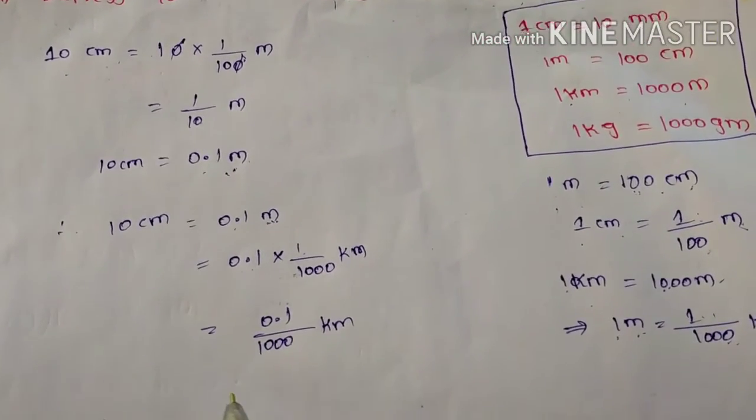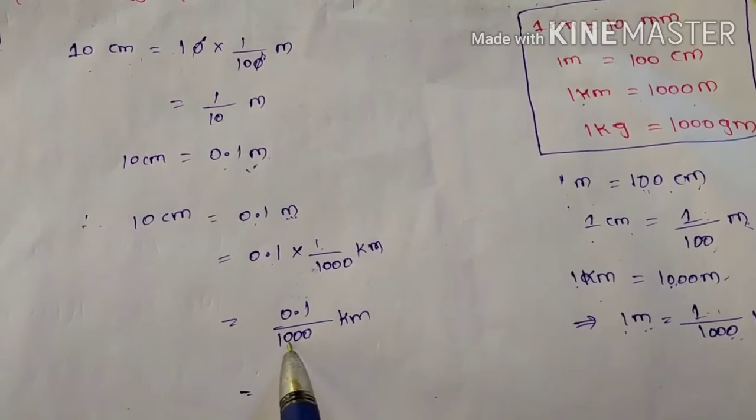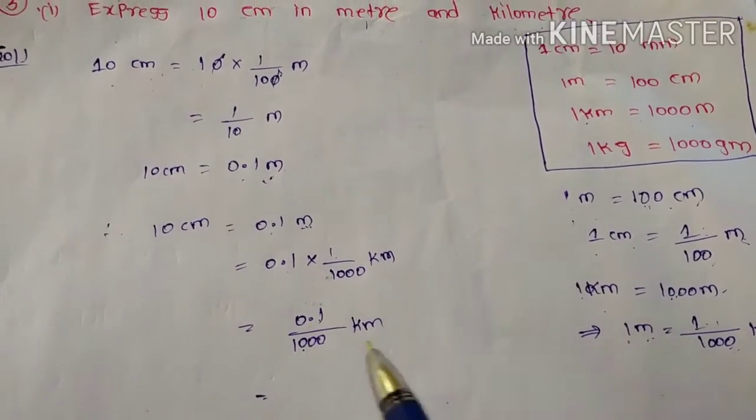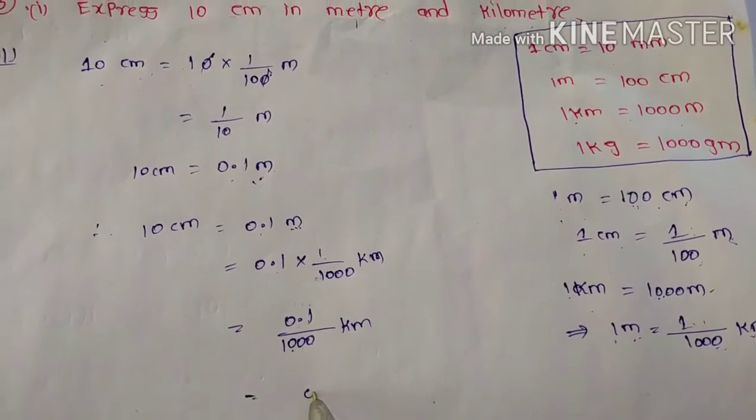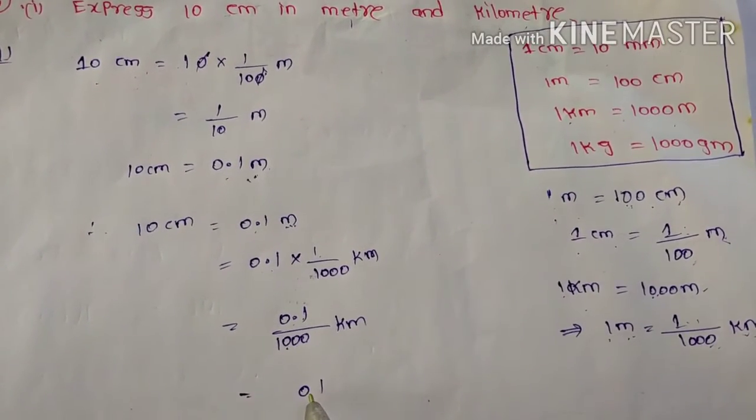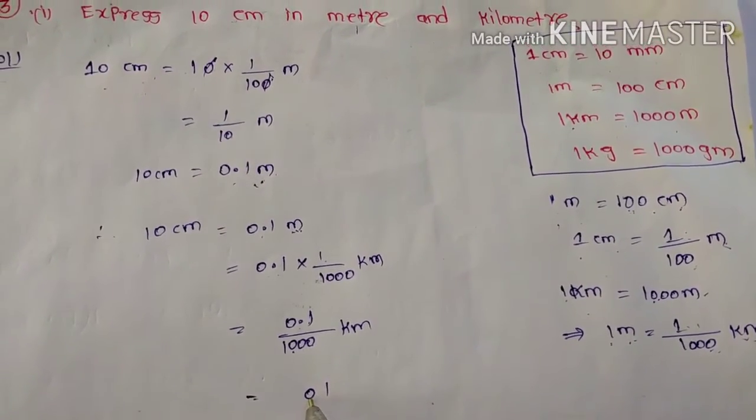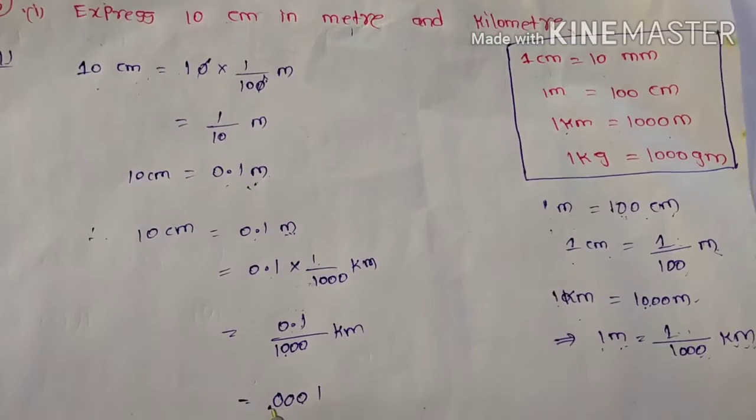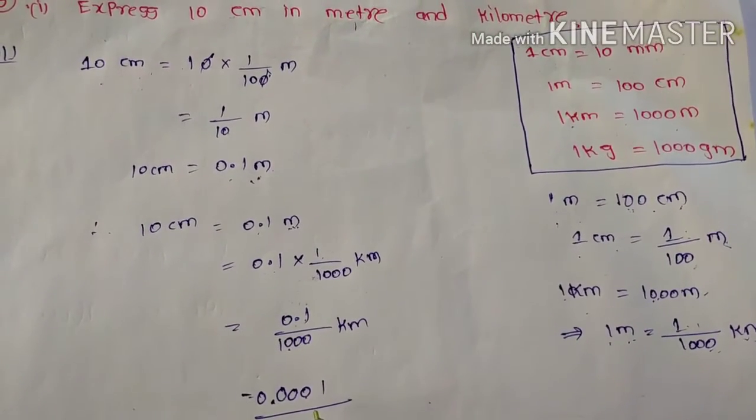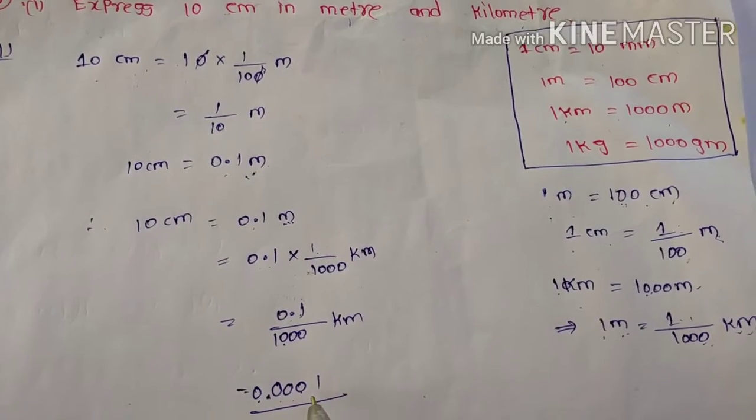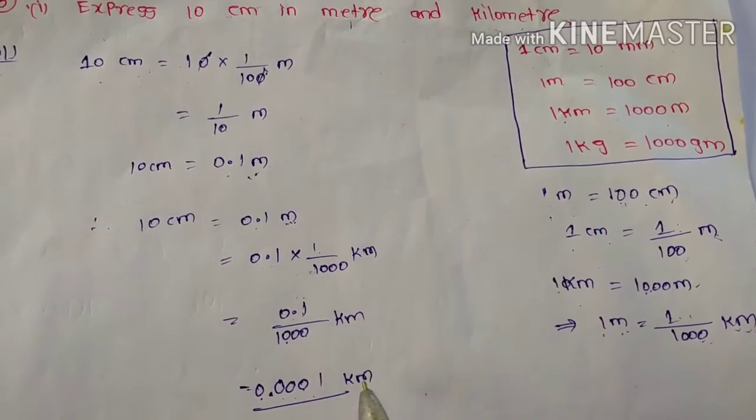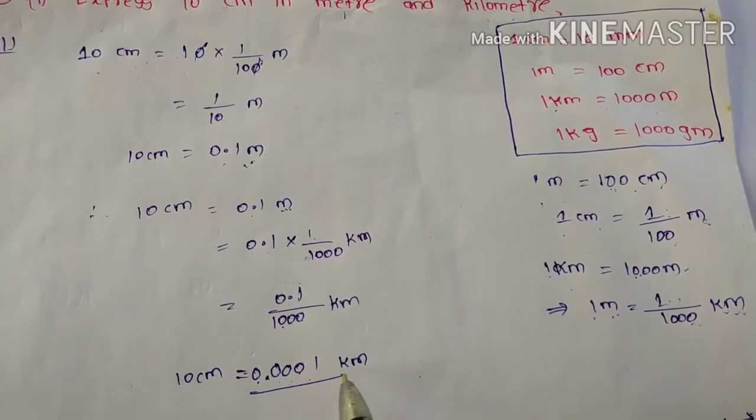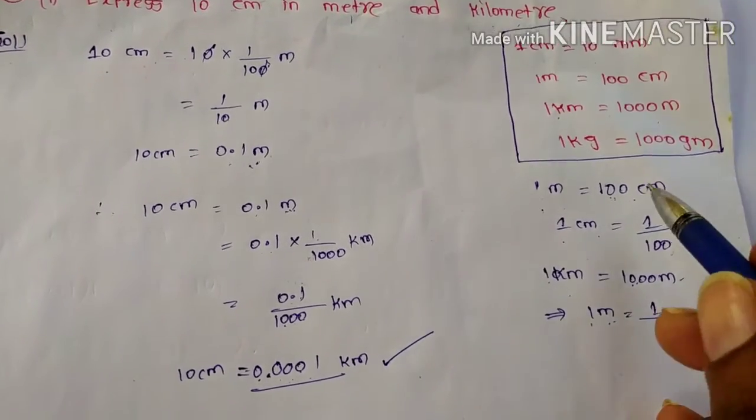Now simplify. How many zeros are available? 1, 2, 3. That means in the numerator you keep the decimal point after 3 digits. First I write 0 1. The point is already available after the 0, so from here onwards you count: this is the first digit, second digit, third digit. So you keep the decimal point there. That means your answer is 0.0001 kilometer. 10 centimeters is equal to 0.0001 kilometer. This is one method using the standard table.